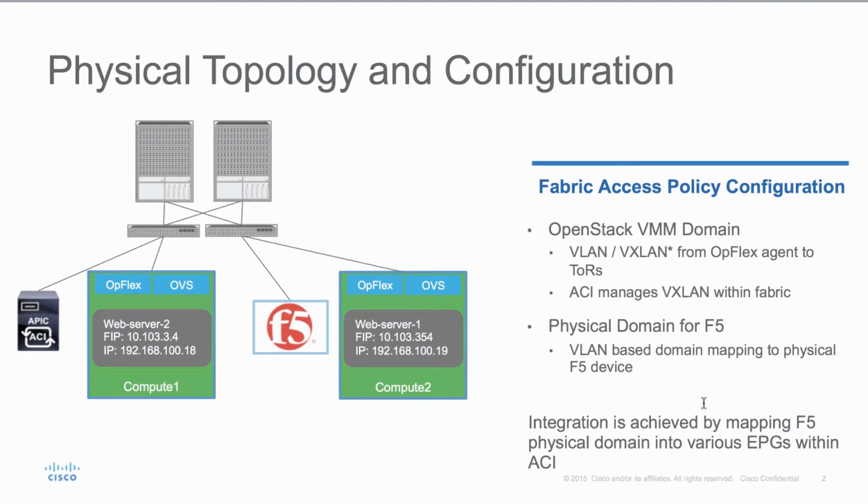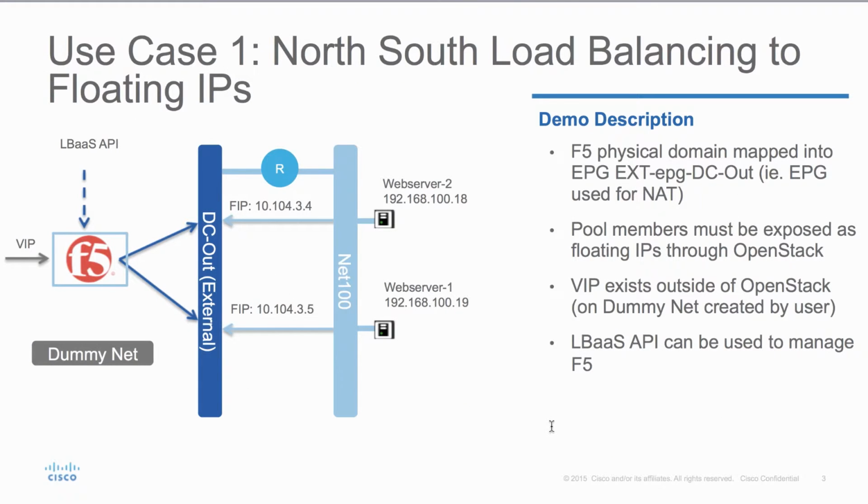As part of the demonstration, we'll be showing how these different domains in the ACI fabric can be mapped together and used with the Neutron LBaaS service. We'll show how the F5 is mapped into a physical domain of an external EPG of the external network and load balances to pool members, which are floating IPs in the OpenStack environment. The VIP in this case actually lives outside of OpenStack entirely and is exposed through a dummy network. And the LBaaS API can be directly used to manage the F5.